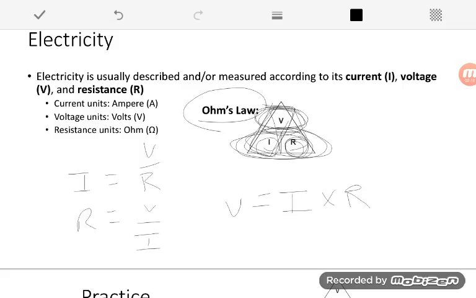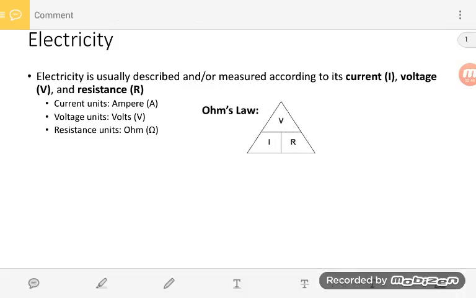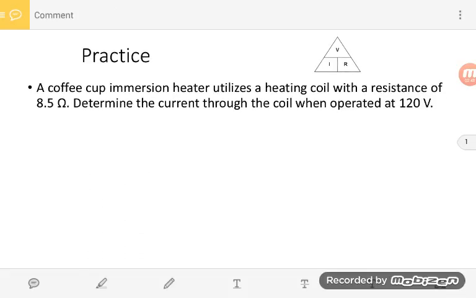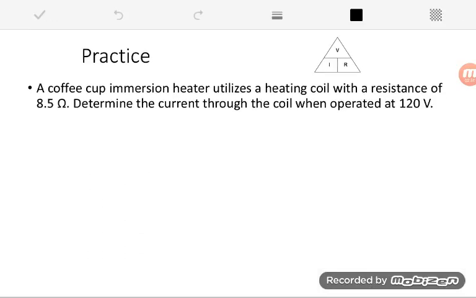A note on our units: when we plug them into this equation, the current must always be in units of amps or amperes. That's an A right there. The resistance is in units of ohms, and the voltage is in units of volts. So we need to make sure they're in these basic units before we plug them in, or they won't cancel properly when we do our math. So let's look at a couple of simple examples of how to use these relationships. Notice I keep my triangle up there so we can solve for that.